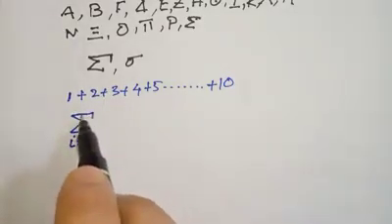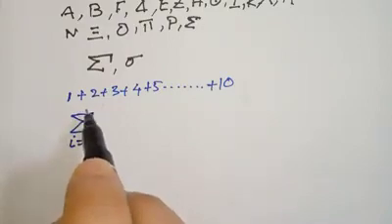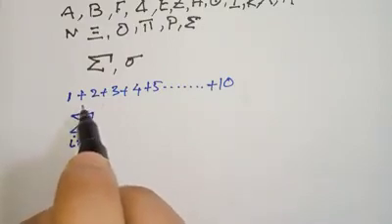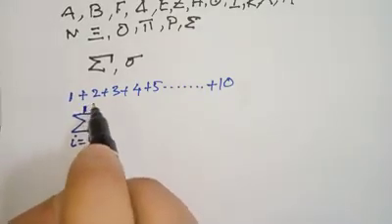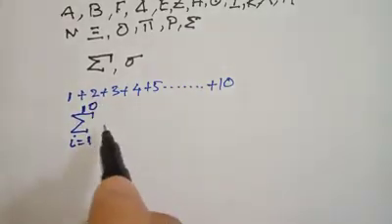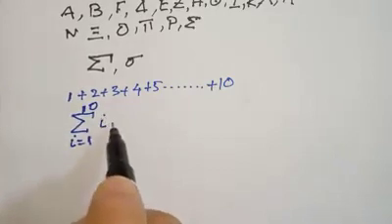Then on the top of this sigma, we write something which is called the end part. So we are ending at 10. So we put a 10 on the top.